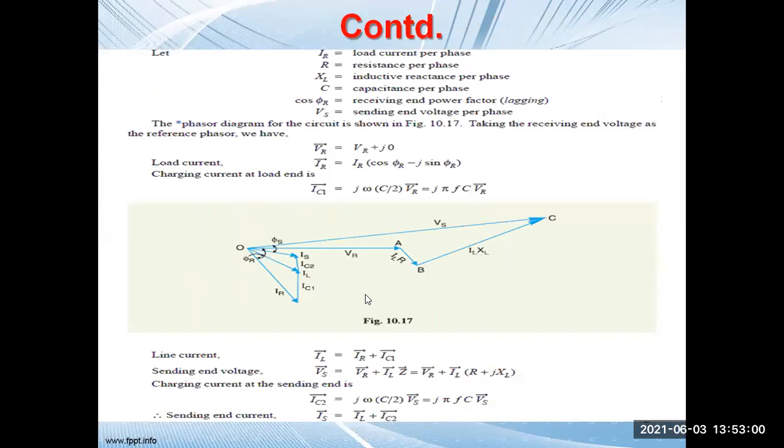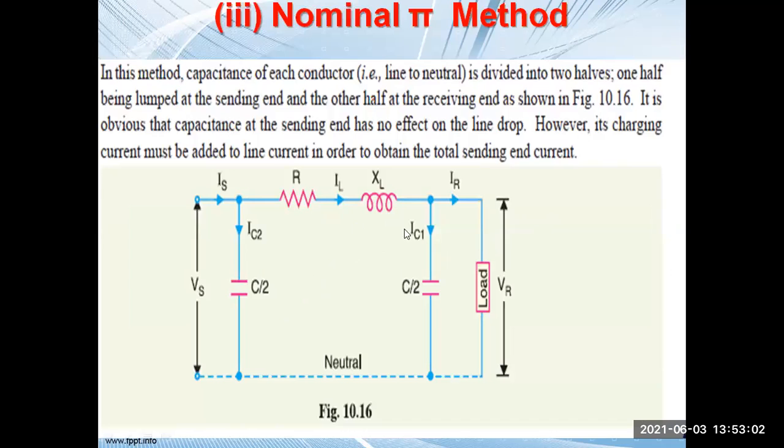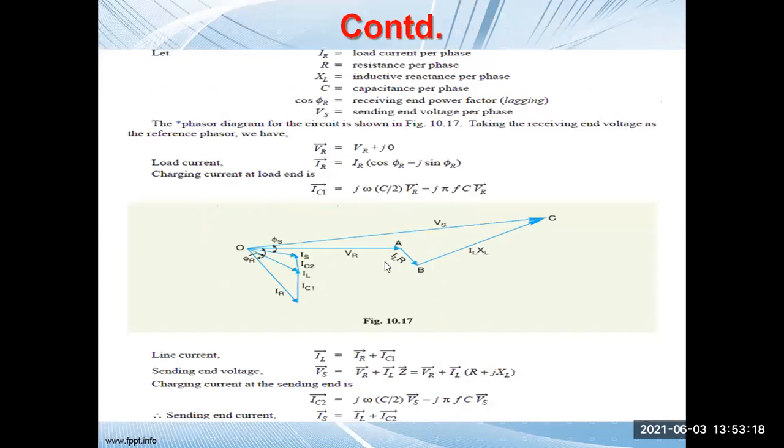Now IL is known to us. So if IL is known, then there will be two drops. One is R into IL drop and another is IL into XL drop. R into IL drop will be in phase with IL, but IL into XL drop will be perpendicular to R into IL. If you join these two, then we get Vs. So Vs we have got.